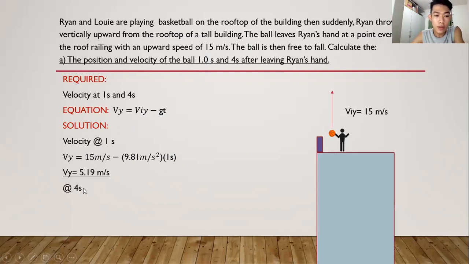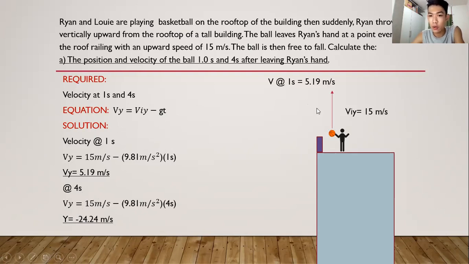And at 4 seconds, using the same formula, Vy equals V initial minus gravity multiplied by time. So inputting the data, the velocity, wait, correction, Vy. The velocity at 4 seconds equals negative 24.24 meters per second. So at 1 second after the release of the ball from Ryan's hand, it has a velocity of 5.19 meters per second. At 4 seconds, the velocity is negative 24.24 meters per second.